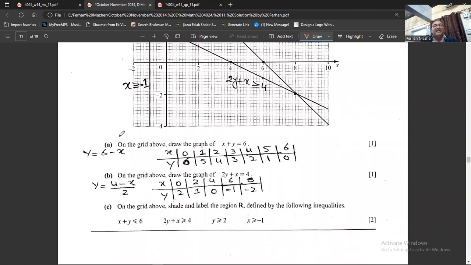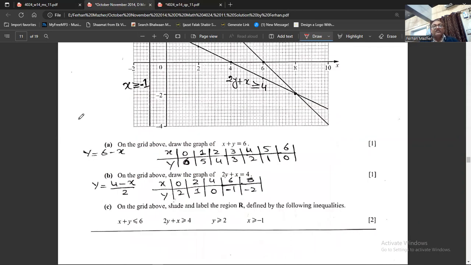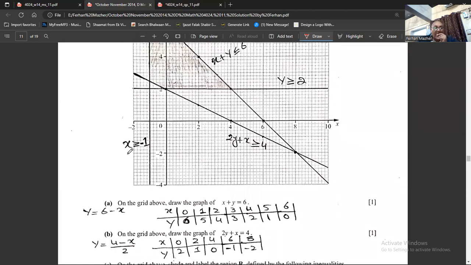Okay. Then he says the second part is on the grid above, draw the graph of this. So this will be y equals to 4 minus x whole thing divided by 2. So in the place of x, I will substitute 0, 2, 4, 6, 8. So the y values I will get, that will be 2, 1, 0, minus 1, minus 2. Then I will plot these points. At 0, you have 2. At 2, you have 1. At 4, you have 0. At 6, you have minus 1. And at 8, you have minus 2. Put these dots and then join them with the straight line. So this line is 2y plus x is equals to 4.